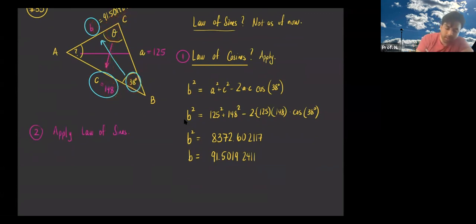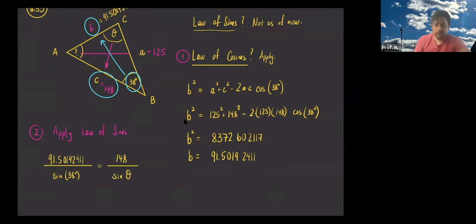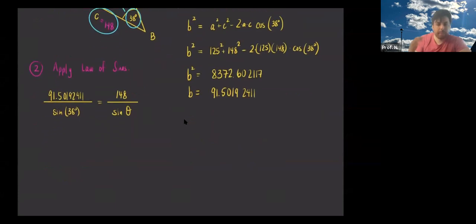So then what is that going to look like? It's going to look like 91.50192411. This is the known side. This over sine of 38 degrees, according to the law of sines, is equal to 148, the known side, opposite the unknown angle, sine of theta. So this is the setup. Once I have the setup, now I can solve using algebra. Cross multiply, because I want to solve for theta. Apply law of sines to solve for theta.